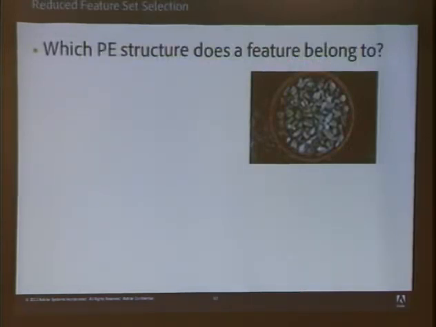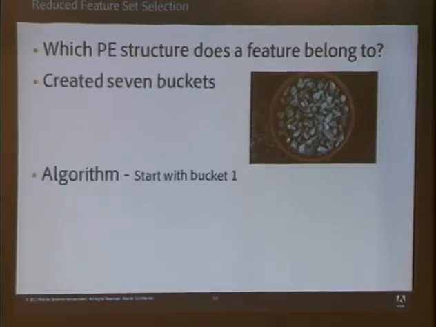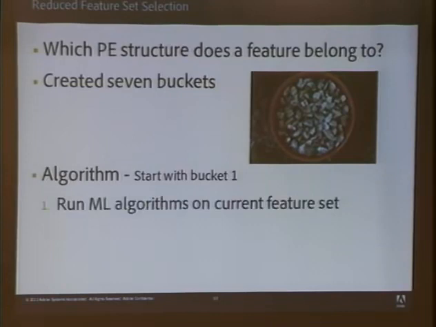Okay, so to answer the question, is it possible to derive a feature set that's as small as possible instead of using all the available features? How could I go about that? I went about grouping the PE structure headers into buckets. I created 7 buckets based on the portions of the PE file. And the algorithm for deriving this minimum feature set went something like this.